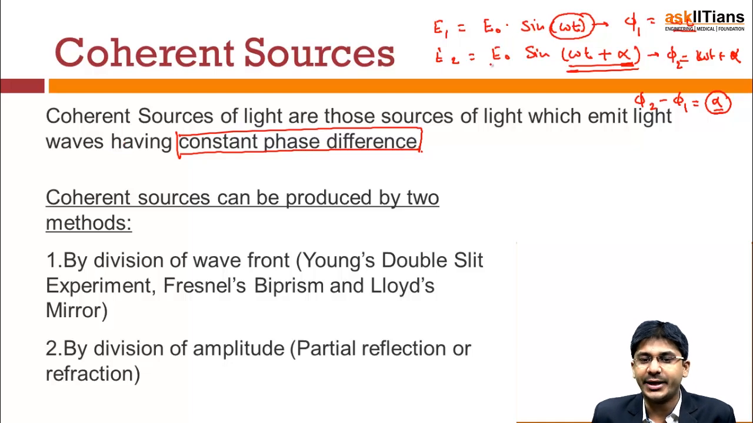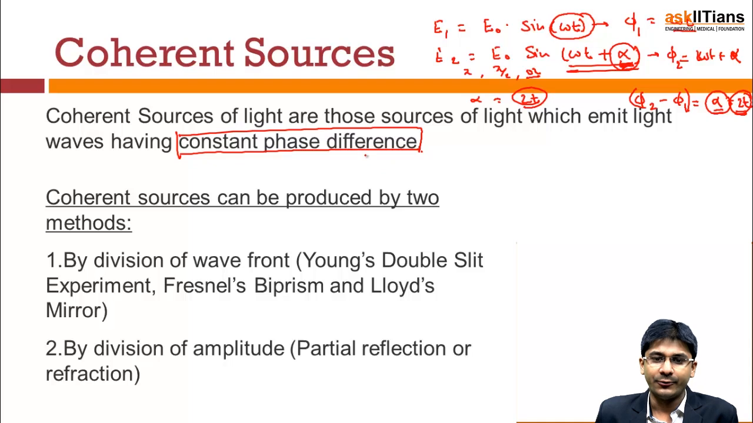So if alpha is any number, suppose it's pi by 2, or 0.2, anything, it is a constant. Suppose alpha is 2t, where t is time in seconds, then that means with time this alpha is changing. What that would mean is that phi 2 minus phi 1 will be changing with time. That means the phase difference is not constant, so these two sources are not coherent. Now for interference to be produced, which we are going to discuss, we must have a constant phase difference. The phase difference must be constant with respect to time.